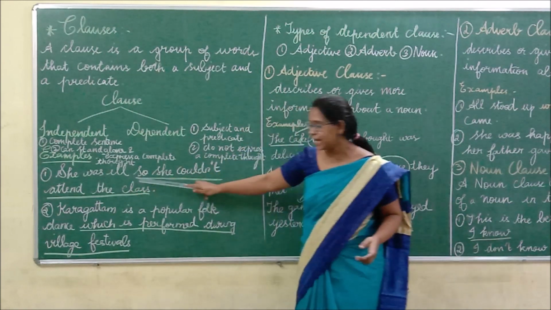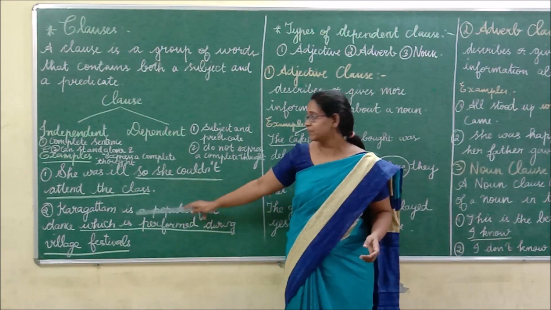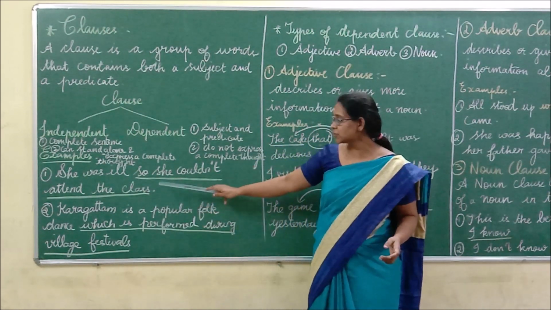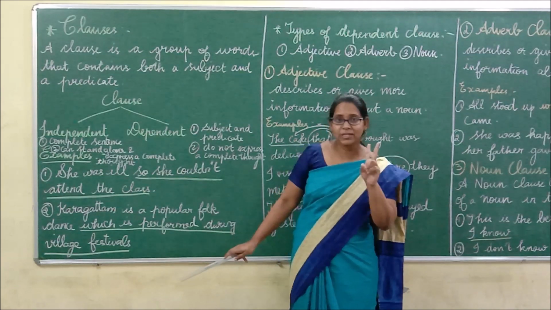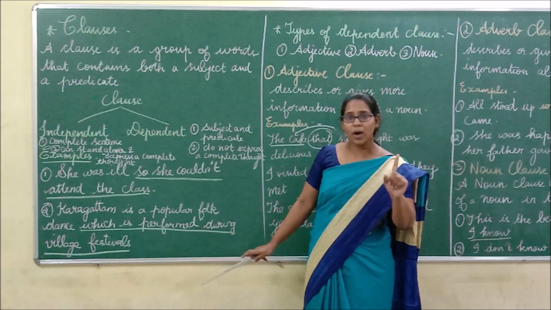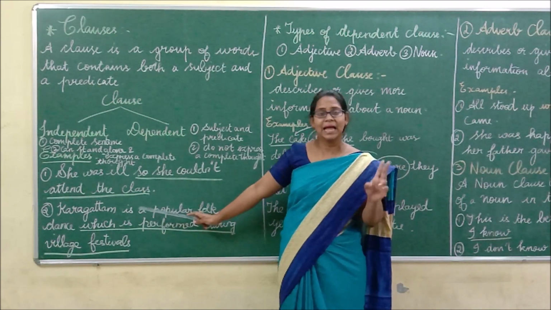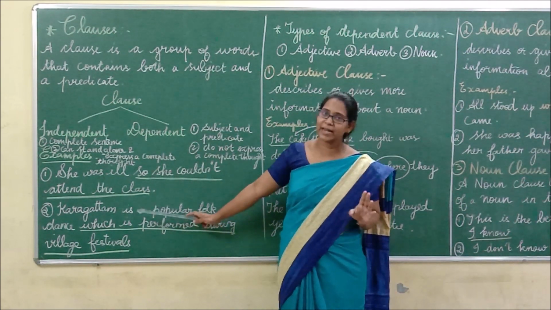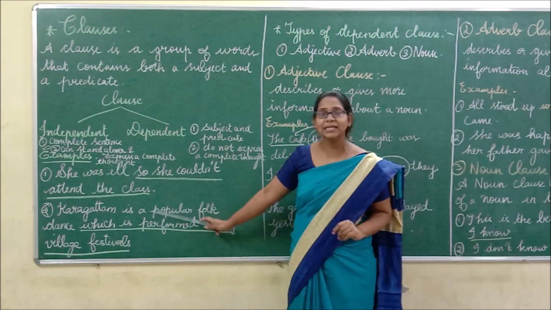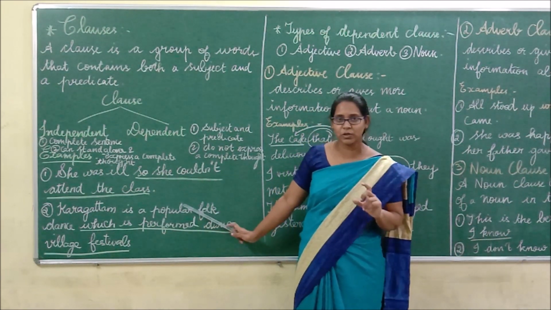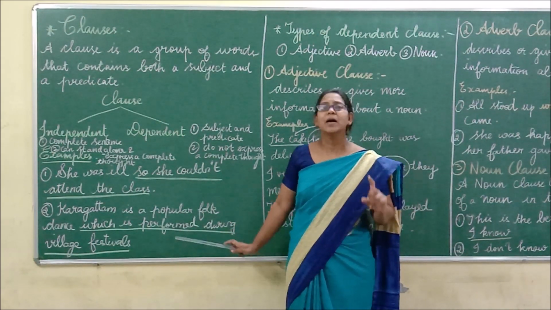She was ill, so she couldn't attend the class. In this sentence, there are two clauses, isn't it? One is "she was ill." It gives a meaning. It has a subject and a predicate. See the next one: "so she couldn't attend the class." This is also a complete clause which has a subject and a predicate.